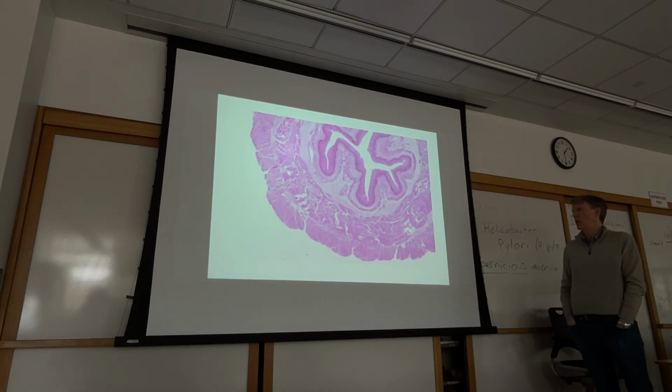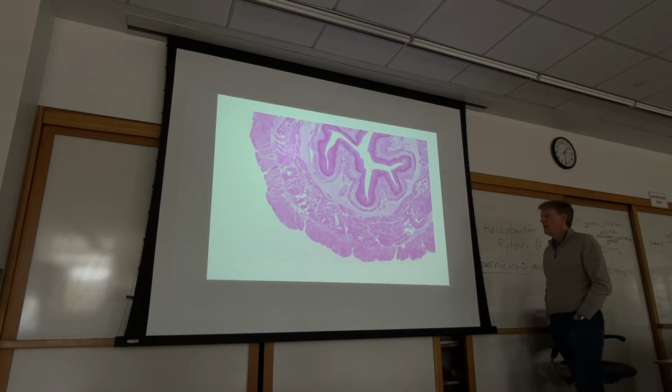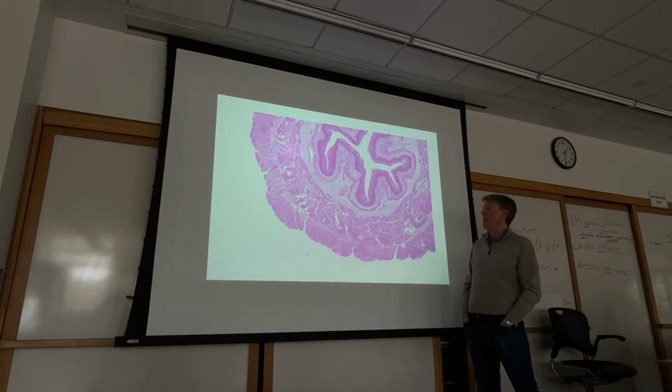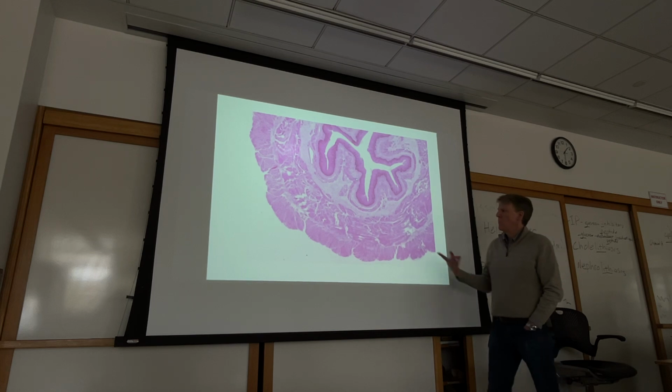Go back and look at some epidermis if you need convincing. But this is the esophagus. This is a really good microscope slide. Let me walk you through the layers.